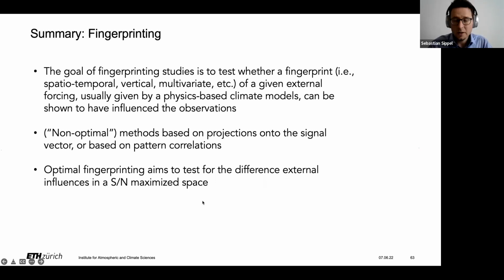And with that, I would conclude this part on fingerprinting, and I hope you got an impression, but I still wanted to give the opportunity to ask questions that arise spontaneously. Otherwise I'm happy to chat later as well.